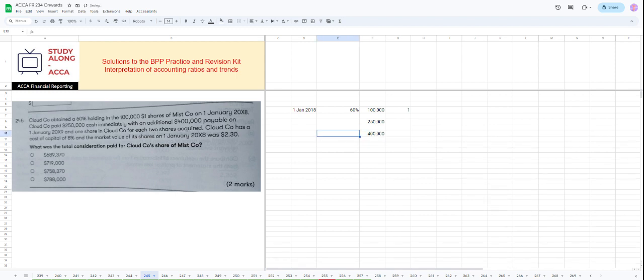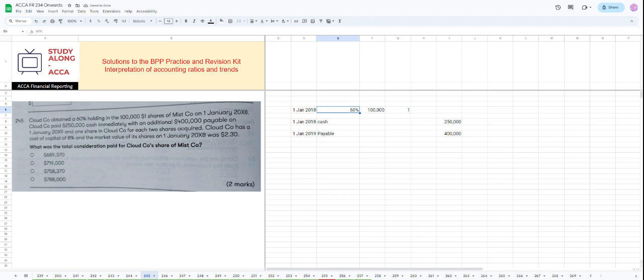So cash they paid on this date only, and the remaining will be payable on 1st January 2019. It will be payable 400,000. So this is $1, 100,000. I will move these figures to some other column to make it presentable.